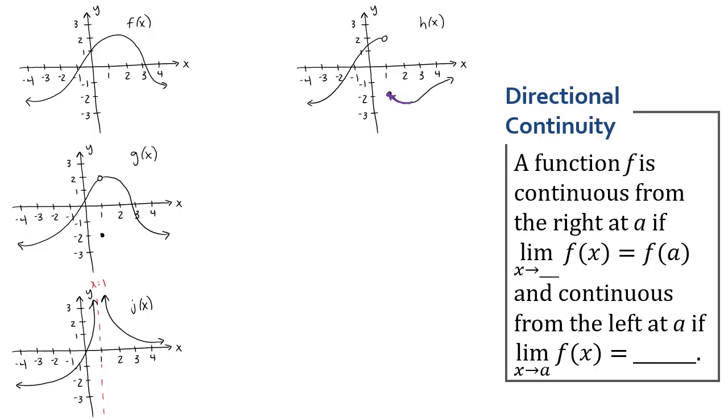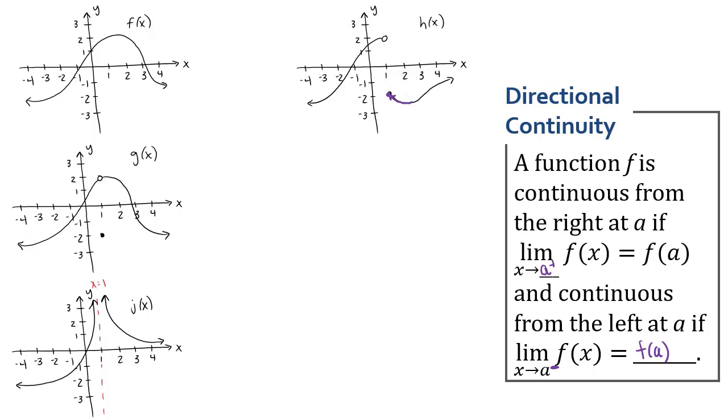A function f is continuous from the right at a if the limit as x approaches a from the right is equivalent to f of a. Conversely, it's continuous from the left if the limit as x approaches a from the left-hand side, which should be a minus sign there, is also equivalent to f of a. So let's look at this and define some other types of continuities.